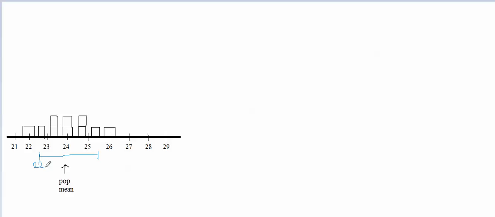So this is 22.67, and the other one is 23.33. And the distance from the population mean of 24 to each of these boundaries was 1.33. So 1.33 was the 80% margin of error.